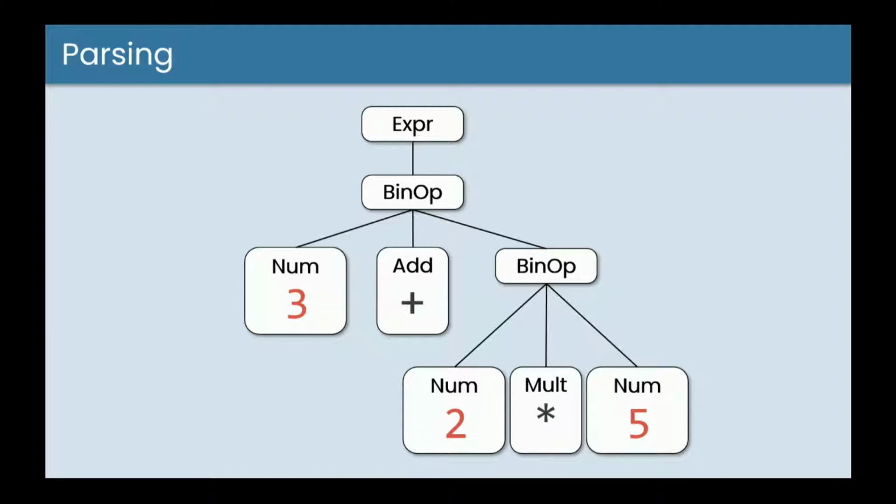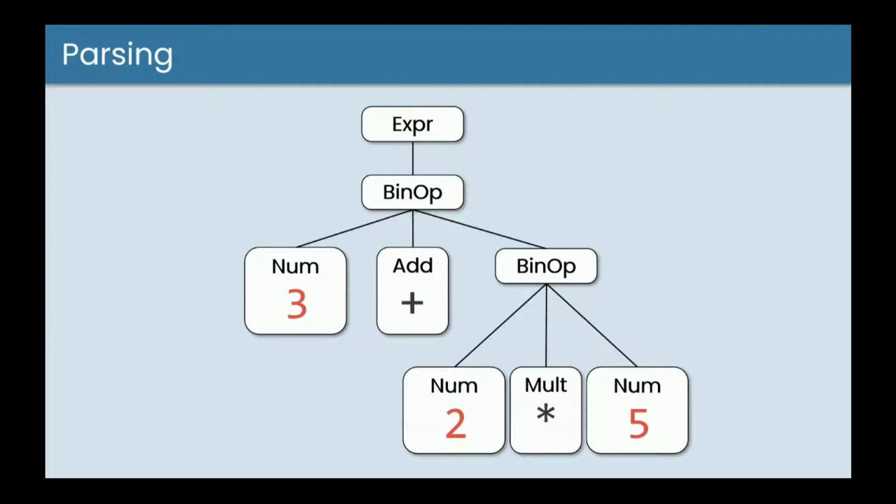So let's go through what this tree might mean. At the top we have expr for expression, because 3 plus 2 times 5 is all an expression. There's one child of that, binop for binary operation, and its children are 3, that's one side of it, add, and another binary operation. That binary operation is 2 times 5.